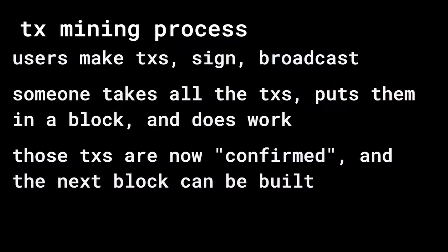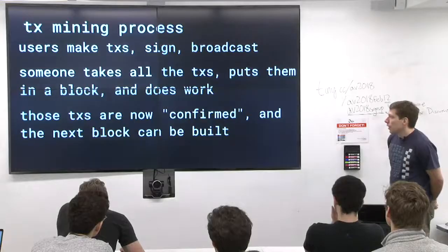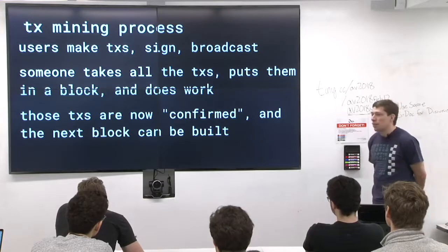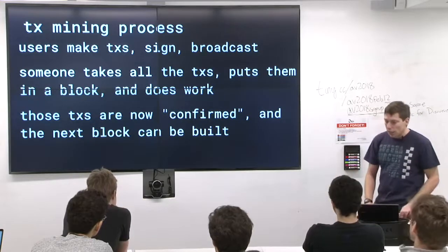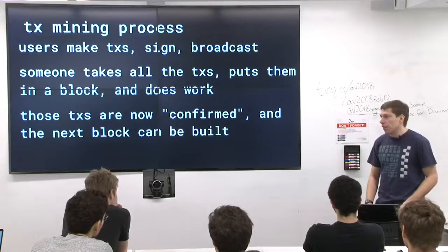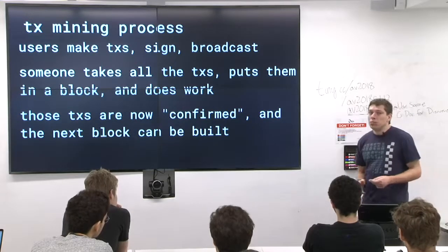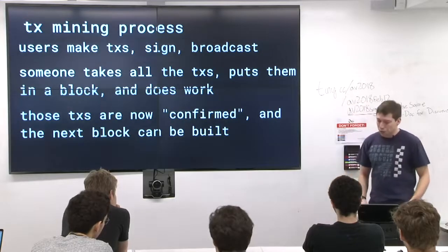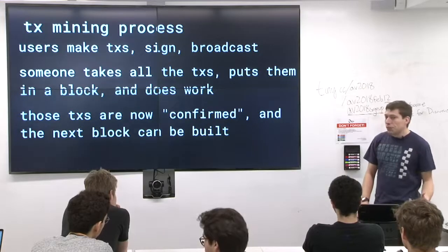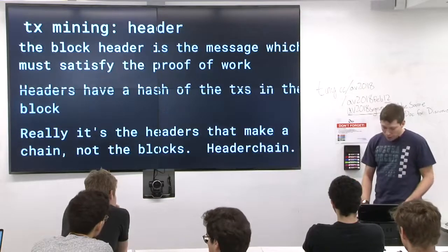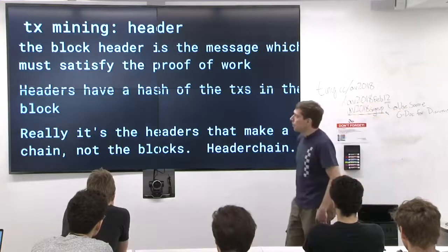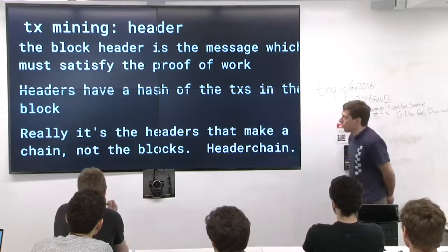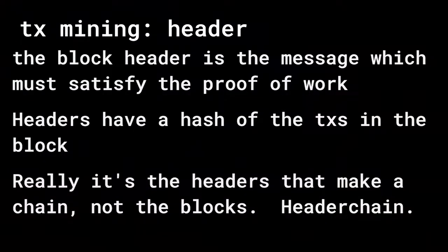And then someone, the miner, takes all these recent transactions that they've seen and puts them into a block and then does some work. So those transactions are now confirmed and people can build the next block. So the only difference from the current problem set is instead of putting your name in, you can put your name, but you also put all these messages that you've seen recently. And so you commit to them that way. You could do it by just sticking them all in, but instead, there's a bit more advanced way to do it. You use what's called a block header. So yeah, the block header itself is the message.